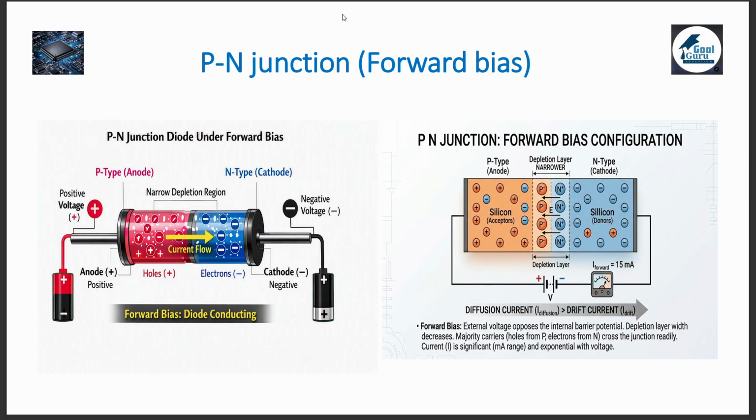Majority carriers, that is, holes from the P and the electrons from the N side, cross the junction easily. The diffusion current is greater than the drift current, and a significant flow of current, which is exponential with the voltage, takes place, which is measured in the milliampere range.